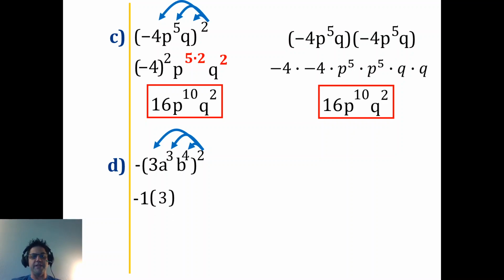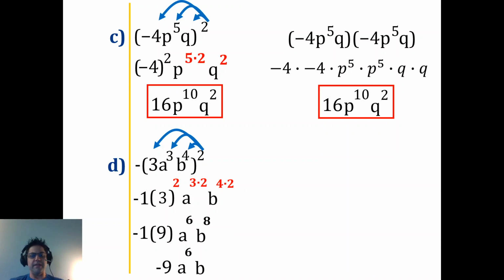All right, we've got 3 squared. A, 3 times 2 because it's inside outside, and B, 4 times 2 because it's inside outside. All right, putting it all together, I've got negative 1 times 9, which is just negative 9. A, you multiply it, 3 times 2 is 6. B, you multiply it, 4 times 2 is 8. So our answer is negative 9, A to the 6th, B to the 8th power. If you were to expand it, you'd only write your negative sign once. That's how we get our negative 9 answer. You write your parentheses twice because the outside exponent is a 2.